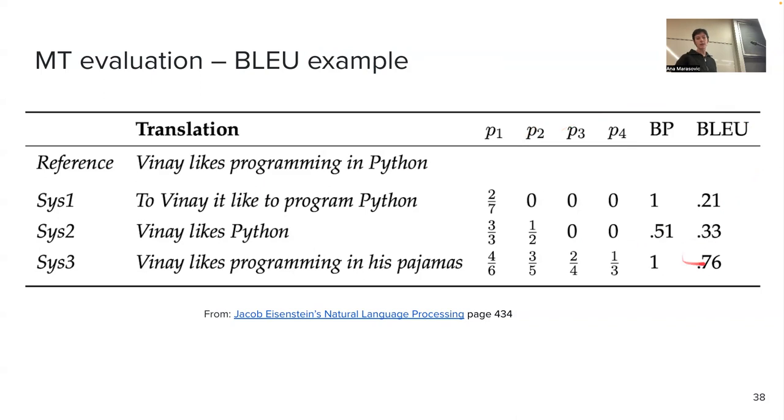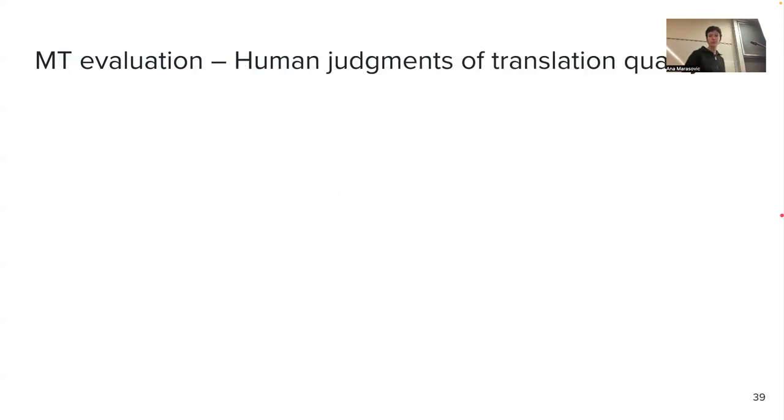And you can see here that the highest scoring translation is "Vinay likes programming in his pajamas" for our source sentence that says "Vinay likes Python." So now you might be confused about why this would be a very high scoring translation.